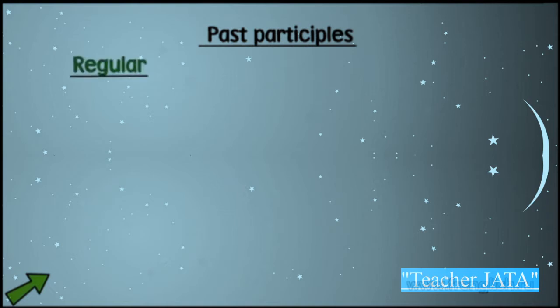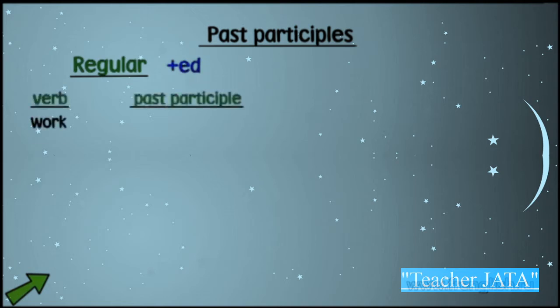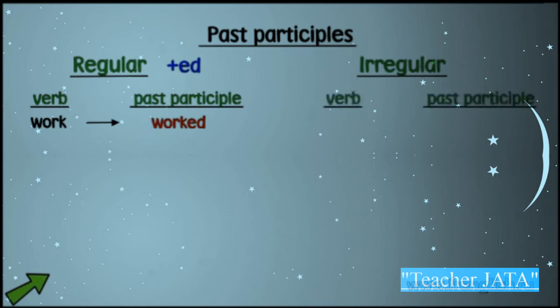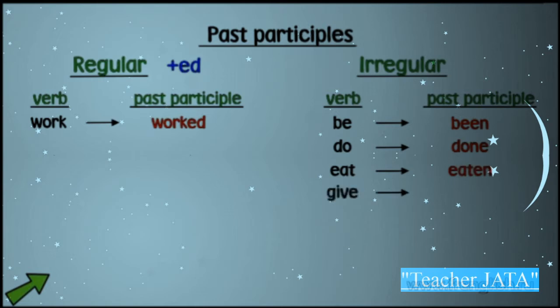Regular past participles end in ed. Work, worked. Irregular verbs have irregular past participles. Be, been. Do, done. Eat, eaten. Give, given. Go, been, gone.